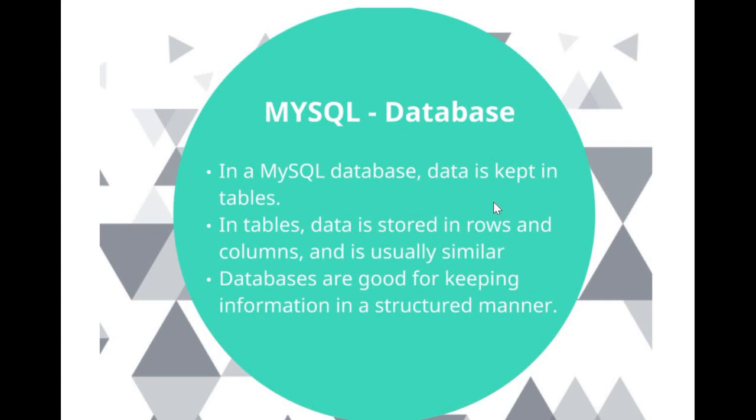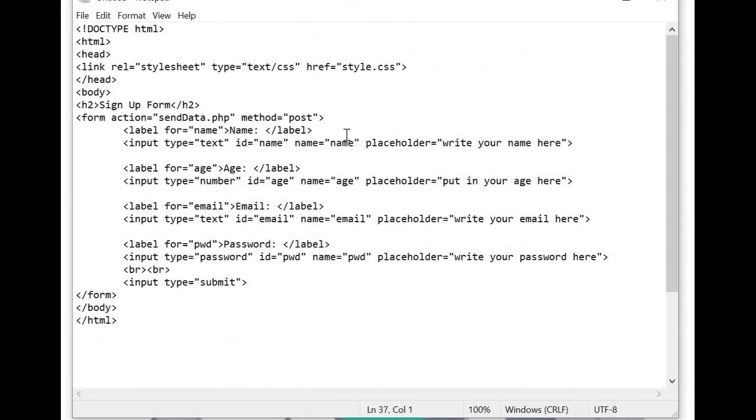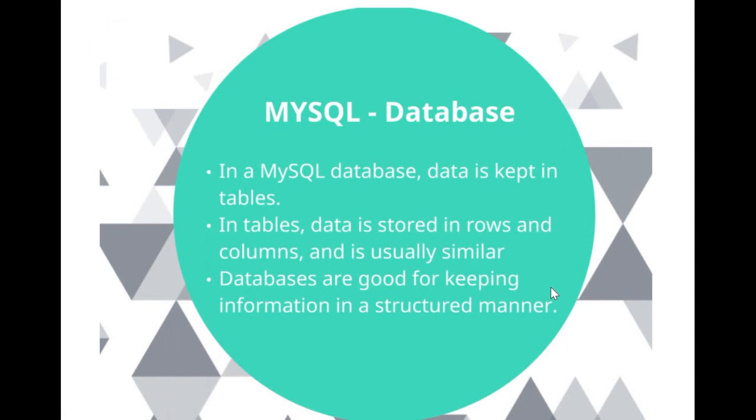And then, for example, the data in that table would be similar. So like we had name, we had age, email address, password. So if I open up the code that I had for my last video, so you can see name, age, email, password. So those things are similar, and they would be stored in our sign up table. We wouldn't want to have like a random table, like a random column in this table, for example, food. You would create a different table for similar items. And also, databases are good for keeping information in a structured manner.